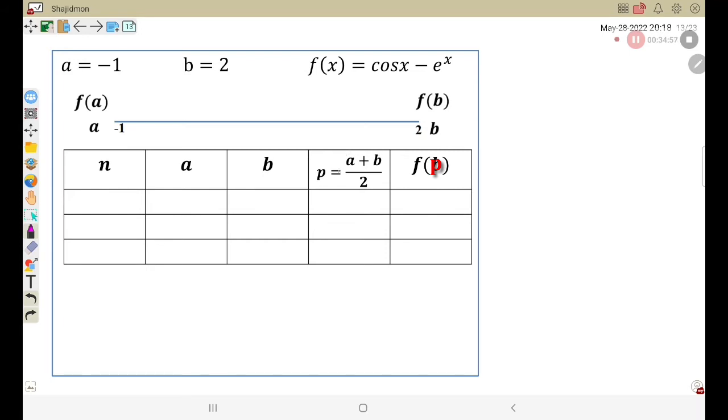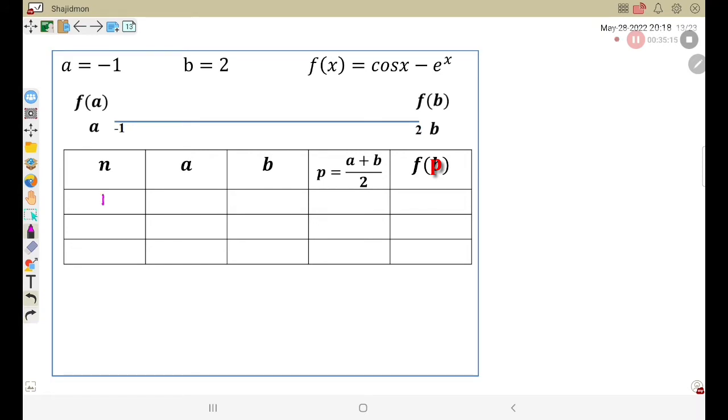This rule will not be given in the exams. P means A plus B divided by 2. Bisection means you need to memorize this rule, A plus B divided by 2. And third one, f of B. Now, what we will do now? In the question, we need to calculate what is P1, P2 and P3.